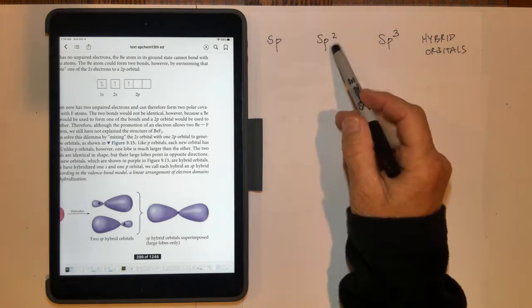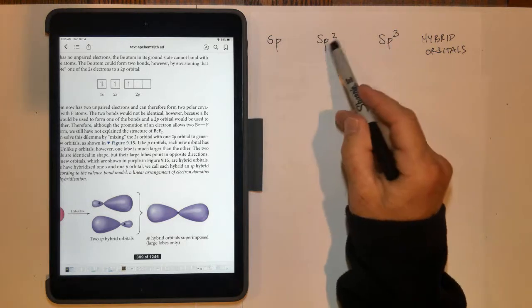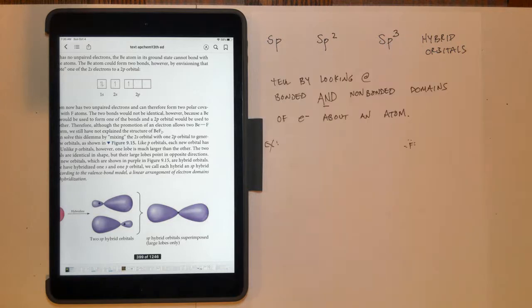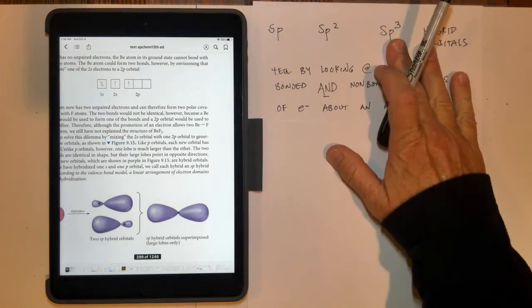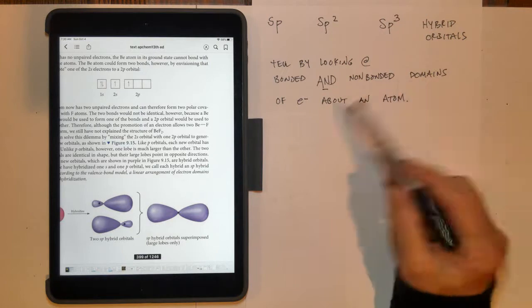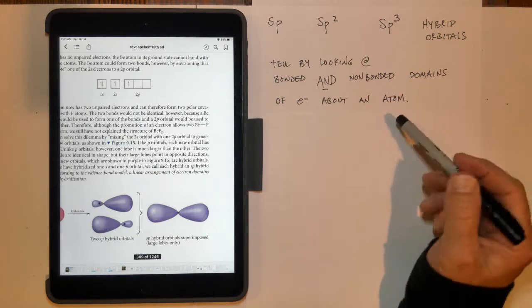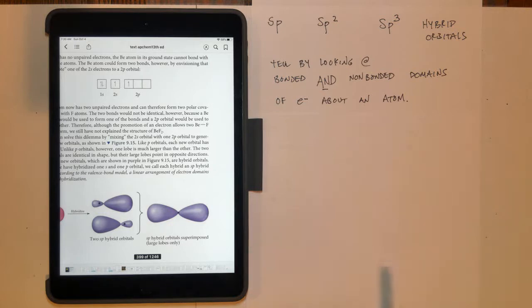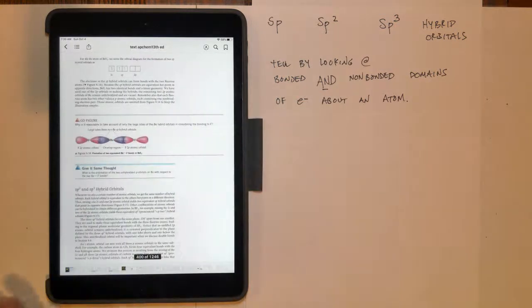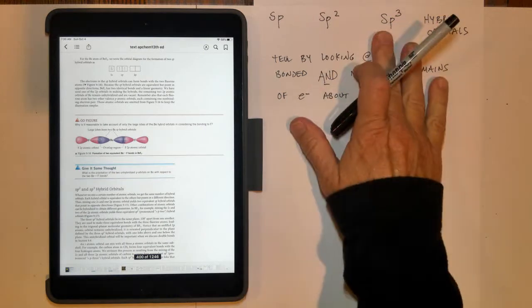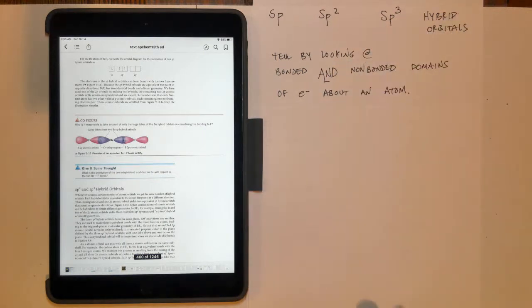So don't say sp squared or sp cubed, say sp2 or sp3. So how do you tell? Well, you tell by looking at the bonded and the non-bonded domains of electrons about an atom. So look at the bonded and the non-bonded domains. So bottom line, what you have to do is be able to draw the Lewis electron dot structure. And then once you've drawn the Lewis electron dot structure, look at how they're shared.